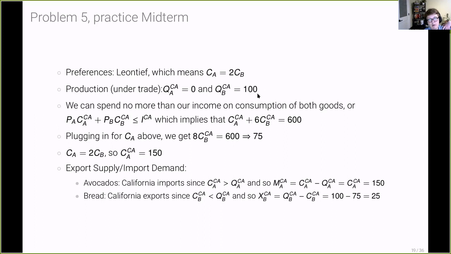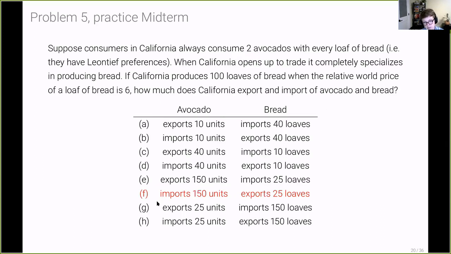We're endowed with more bread, 100 units of bread, than we're consuming. And so the remainder must be exported, and the remainder is 25. So California's exports of bread are going to be 25. And so the answer to this problem is F, which is imports are 150 units and exports are 25 loaves. Any questions on that before I move on?